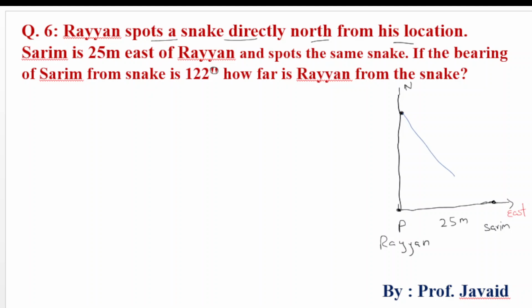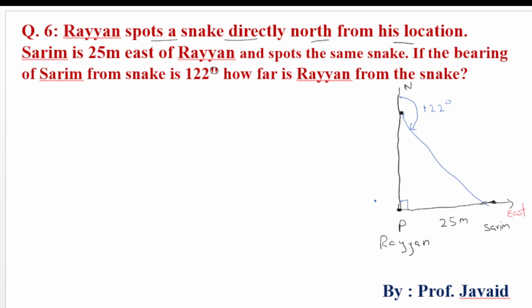okay, now the last effort, no problem here. The snake towards Sarim is here at 122 degree, like this. Now I think you all understand. So it's basically 90 degree because east and north are always at 90 degree.